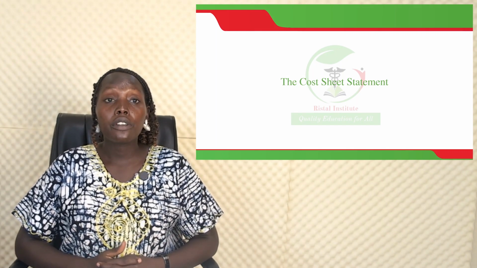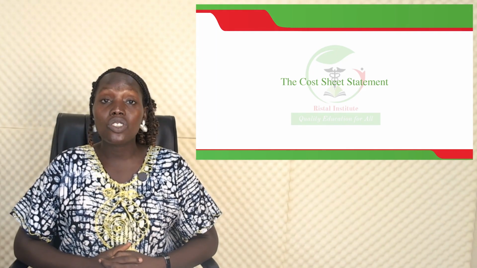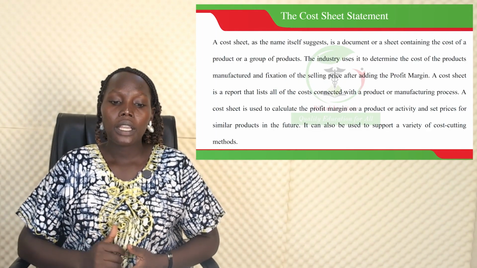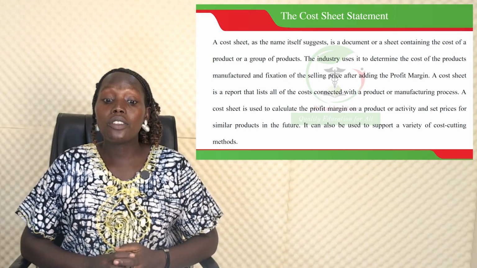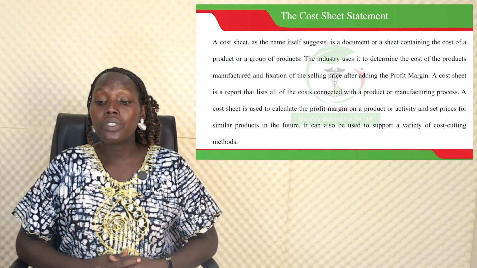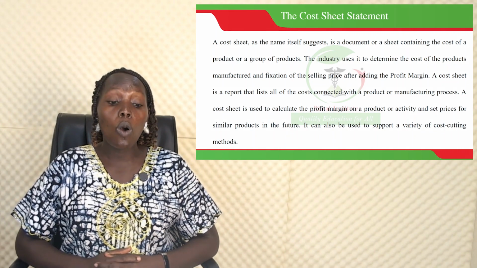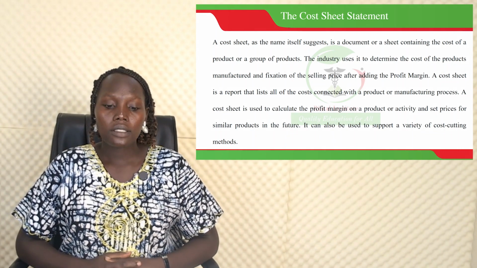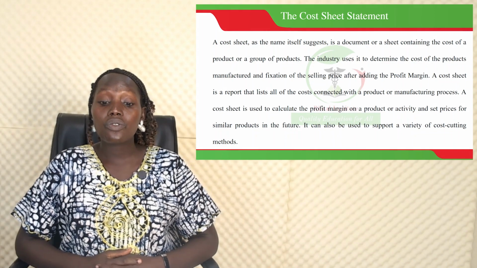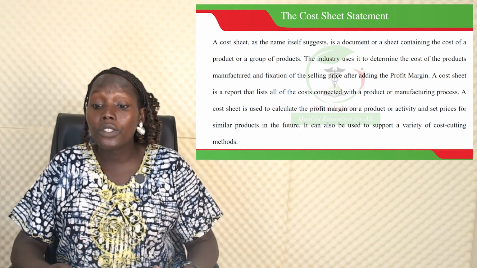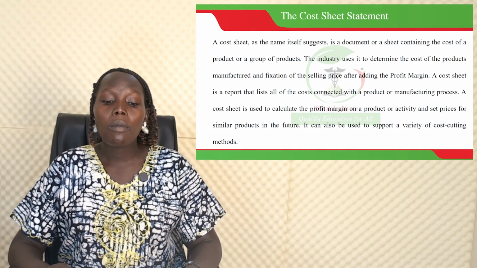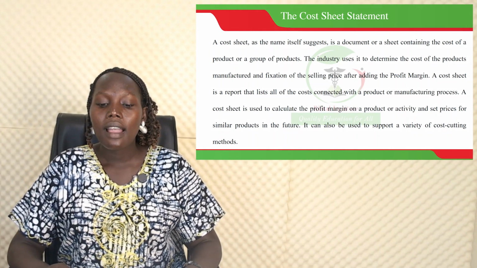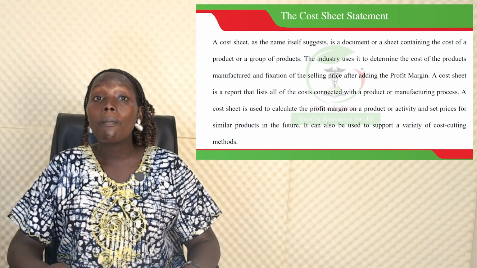So today we are going to look at our topic called the cost sheet statement. The cost sheet statement is the document or a sheet containing the cost of a product or a group of products. The industry uses it to determine the cost of the products manufactured and to fix the selling price after adding the profit margin.